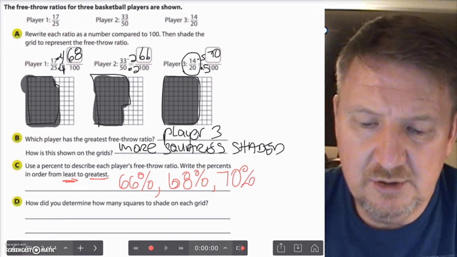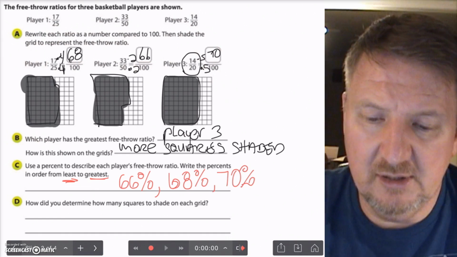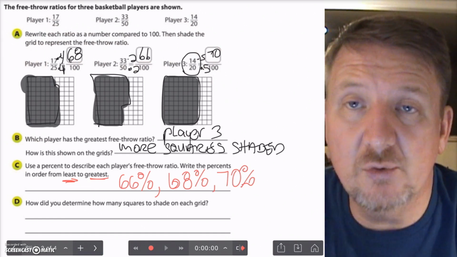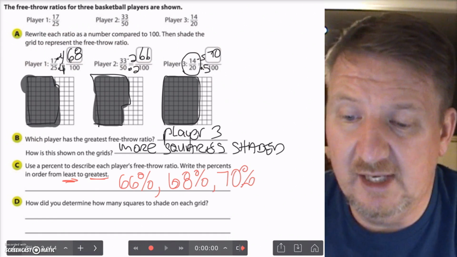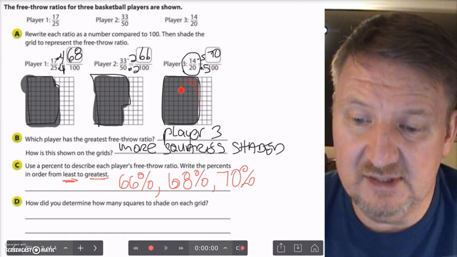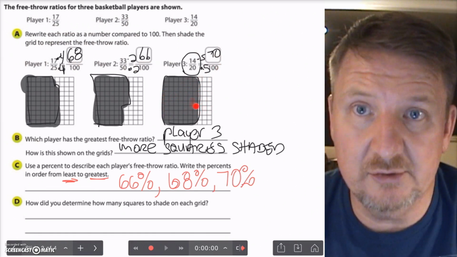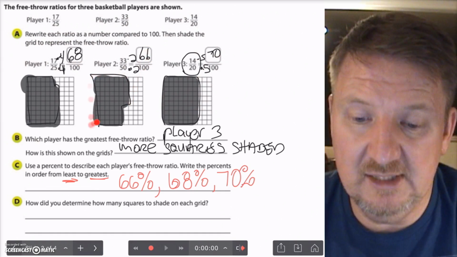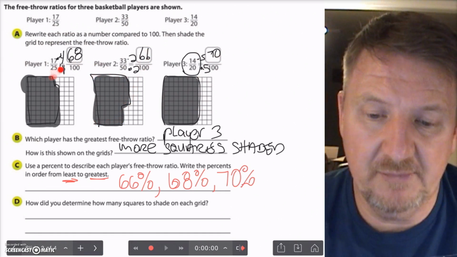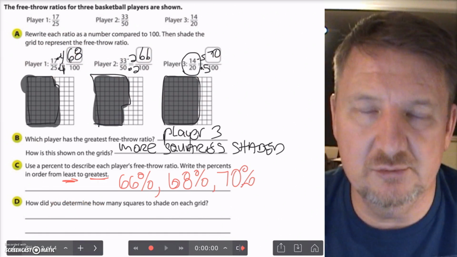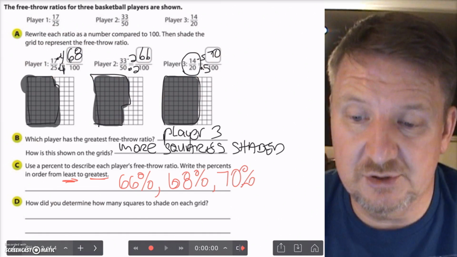So it says, how did you determine how many squares to shade on each grid? Well, we already kind of talked about it. The grid itself is 100 squares. So in each of these examples here, I have 70 out of 100. That means I color in 70 of the squares because there are 100 squares. Here I color in 66 out of the 100 squares. So to answer this question, you could say the numerator tells you how many squares to shade in.